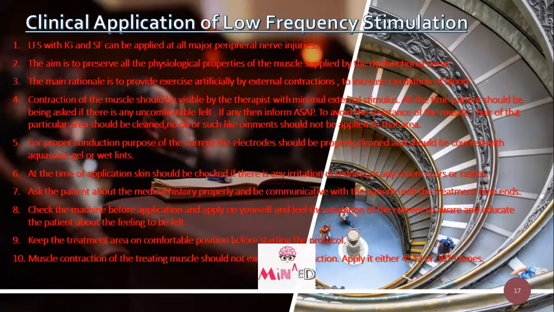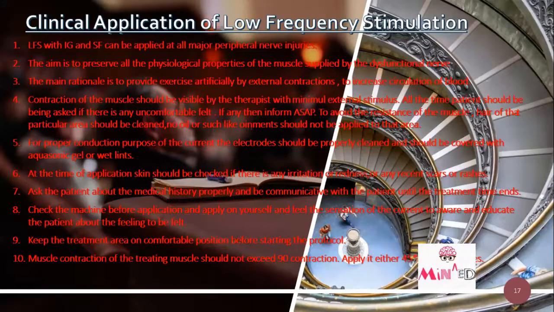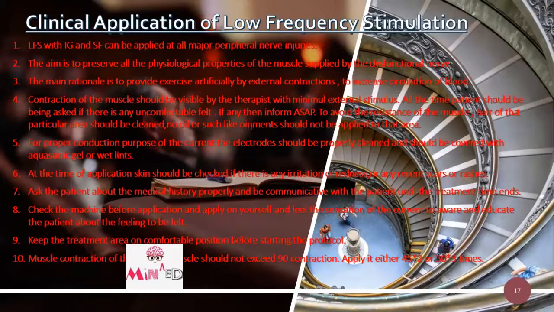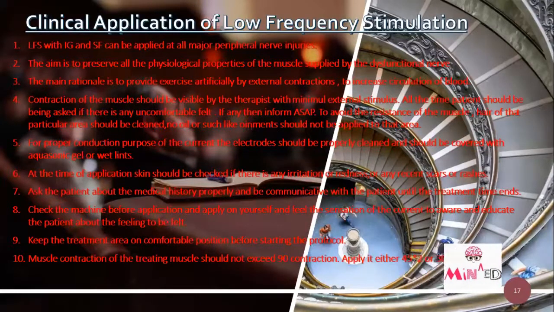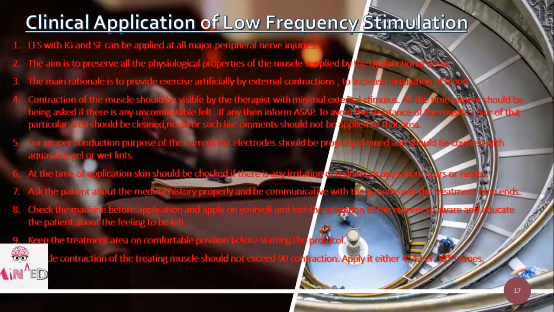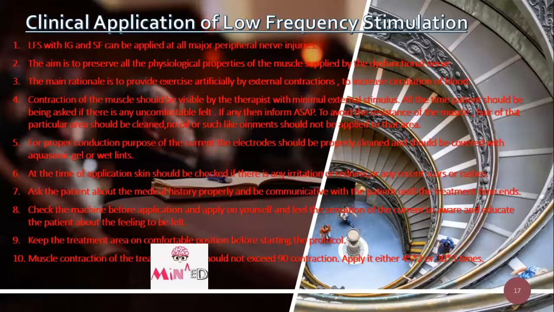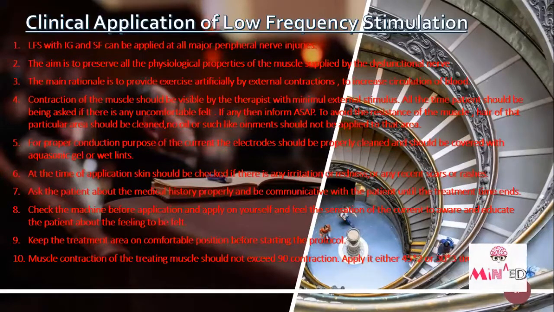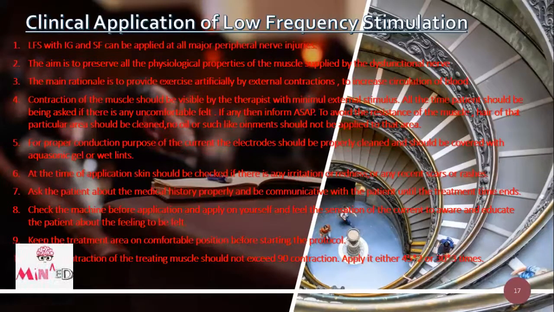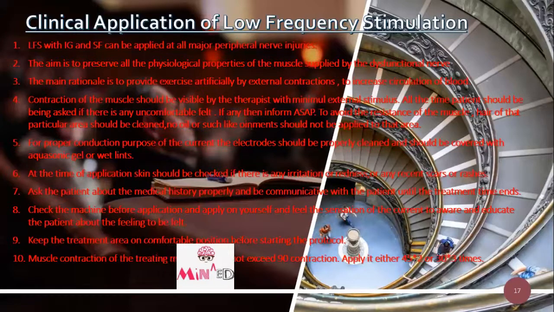In the case of innervated muscle, if a muscle is coming from the denervated muscle to a partially innervated muscle, in the area of 1 ms or 10 ms, we have to change it to the SF current or surge fatigue current from the IG current or interrupted direct current. The aim is to preserve all physiological properties of the muscle supplied by the dysfunctional nerve.